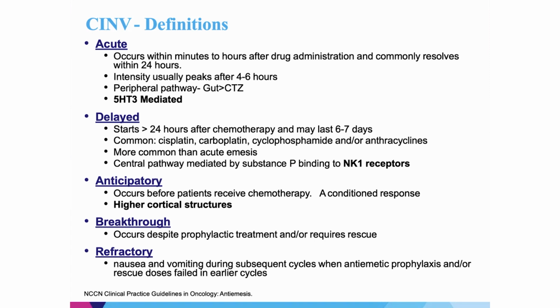This delayed pathway is more common than acute emesis, and this is a central mediated pathway. So usually it occurs because substance P binds to neurokinin 1 receptors in the brainstem. So that's the main process involved in the delayed chemo-induced nausea and vomiting.